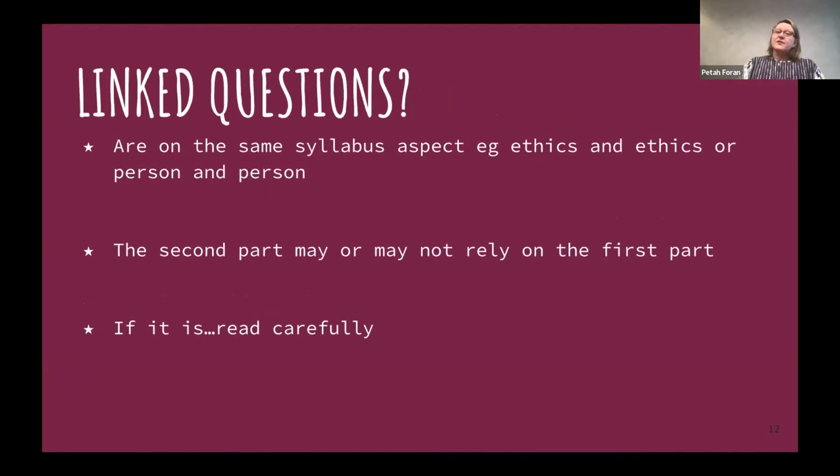Linked questions. We're seeing a lot of these in section 2, and a lot of them particularly around ethics, and I think that's the example that I've given you. They're on the same syllabus aspect, so ethics or person and person. The second part may or may not rely on the first part. If it does, you need to be very careful about what each part is asking for. If the second part is reliant on the first part, you have to use something that you've written about in the first part, in the second part. So that's where it gets a bit tricky.